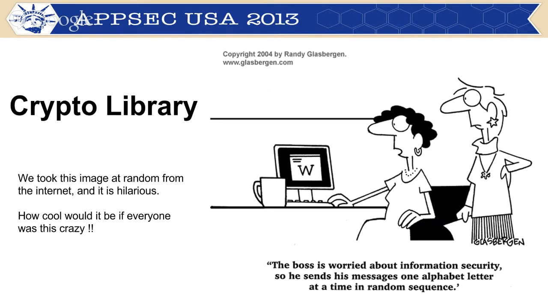To introduce how cool encryption is, I just found this image online, and I thought I'd share it with you. In this image, there are two women, and the first woman is telling the other woman that her boss is so crazy about information security that he sends these messages one alphabet letter at a time, and also in random sequence. That's hilarious, right, guys?